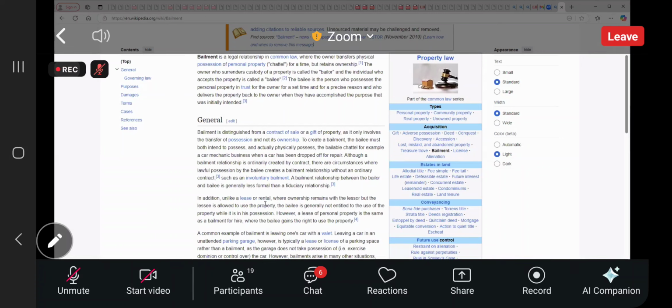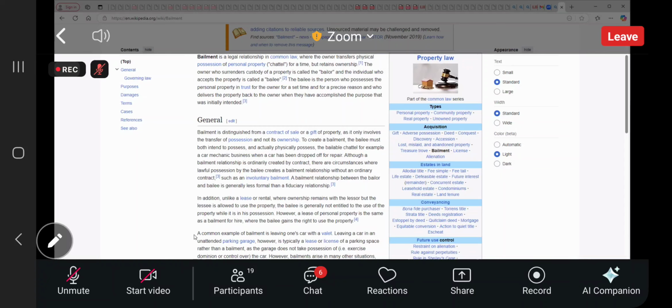In addition, unlike a lease or a rental, where ownership remains with the lessor and the lessee is allowed to use the property, the bailee is generally not entitled to use of the property while it's in his possession. However, a lease of personal property is the same as a bailment for hire, where the bailee gains the right to use the property. So the contract must be in place for you to have the right to use the property. That's why I tell you to download the bailment agreement.